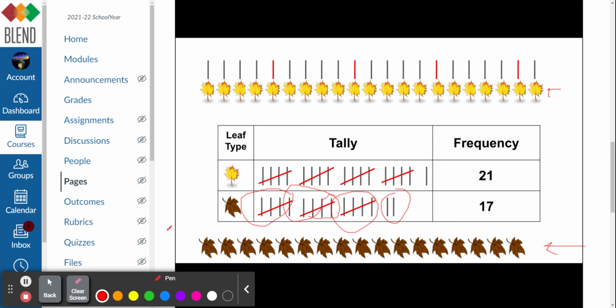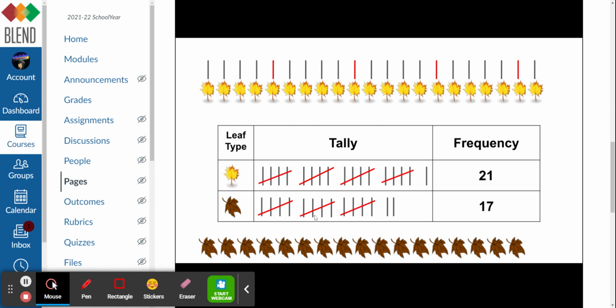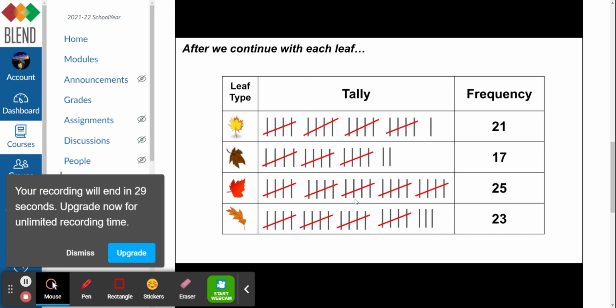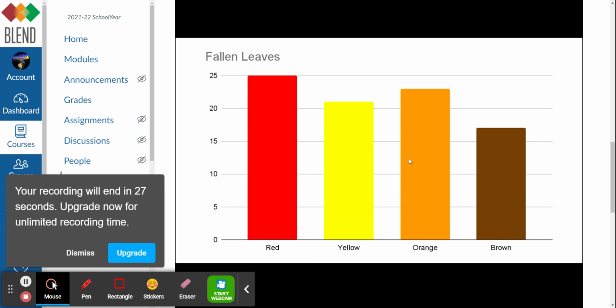So here are tally marks and here's a frequency table. The frequency is just showing how often we have those numbers of leaves. So if we continued with each leaf, this would be a complete frequency table where it shows that we have 21 yellow leaves, 17 brown leaves, 25 red leaves, and 23 tan leaves. Counting these by groups of 5 becomes a little bit easier than counting individual lines. So this is a more efficient way to total up things, all right?